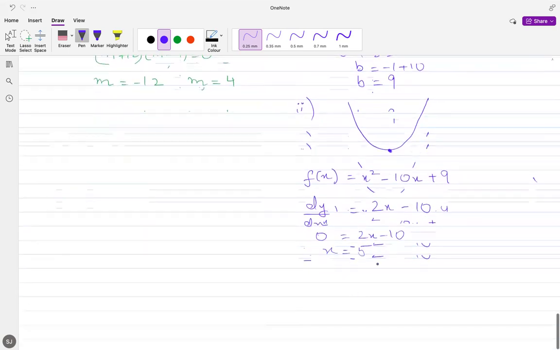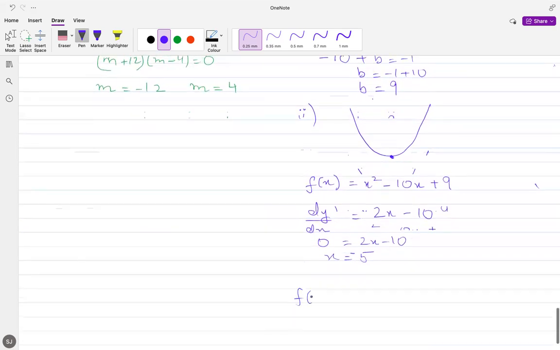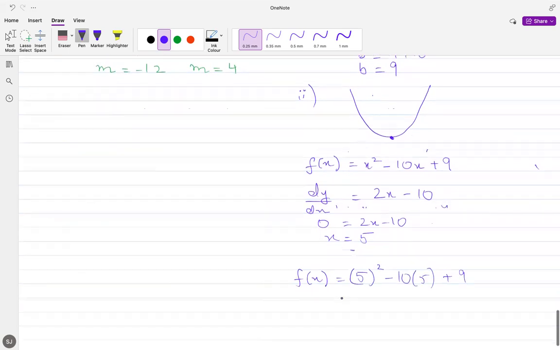Once we have the value of x, we can substitute this in the function f of x. So this will become 5 squared minus 10 into 5 plus 9. The final answer will be 25 minus 50 plus 9, which equals minus 16. We can also use the completing the square method to find the turning point, or we can use the differentiation method, which we have used here. Either of these two methods will work if we do it correctly. And if we had completed the square form, we would have gotten the coordinates 5 and minus 16 for our turning point.